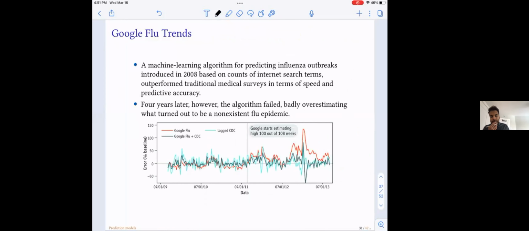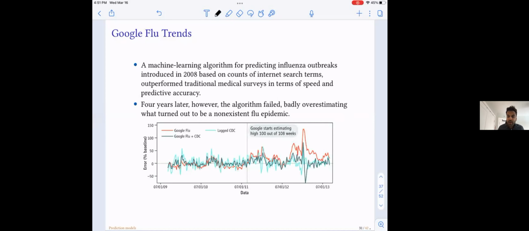And this idea is sometimes called concept drift or data set drift. And a very famous example is Google Flu Trends. So basically Google published in 2009, I think, in Nature, an algorithm for predicting influenza outbreaks. What they did is they used counts of internet search terms, and they showed that they were outperforming the CDC, right?